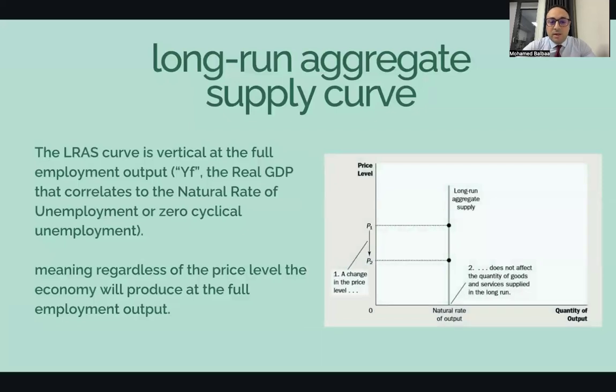Finally, the long-run aggregate supply curve, this inelastic or vertical curve, which we call the full employment output, or YF. Here, the real GDP correlates to the natural rate of unemployment or zero cyclical unemployment, when the unemployment rate is around 5%. So regardless of the price level, the economy will produce at the full employment output, as you can see, the price level changes, decreasing here from P1 to P2. So this doesn't affect the quantity of goods or services supplied in the long run.